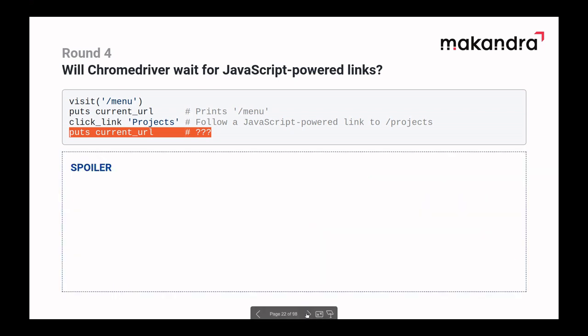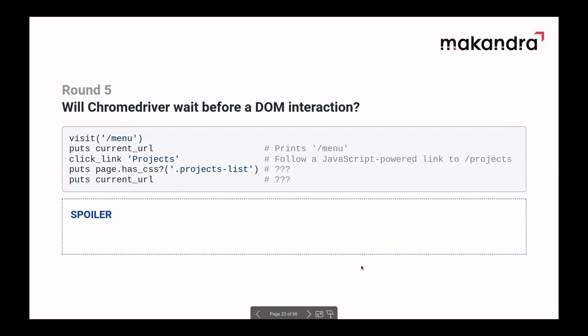Okay, so here is the last question in our quiz. So what we do right now is the same example. We are on the menu page, and then we click the JavaScript powered link to the projects page, and then we ask the browser, do you see an element for the projects list? Any idea what we would see in this scenario? Earlier we noticed that we are still on the menu page at this point.